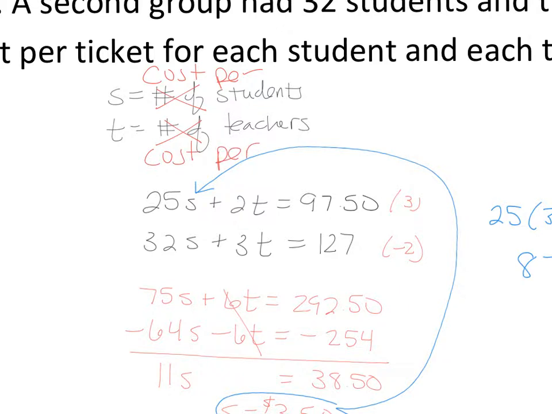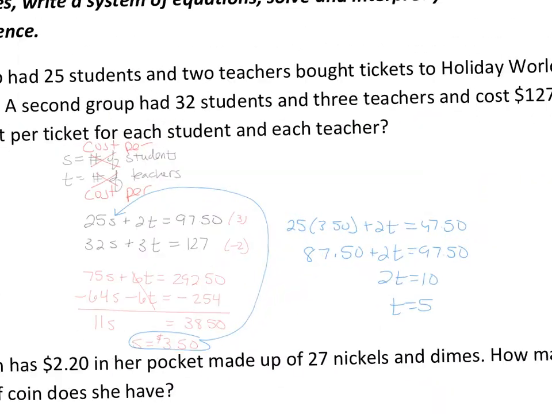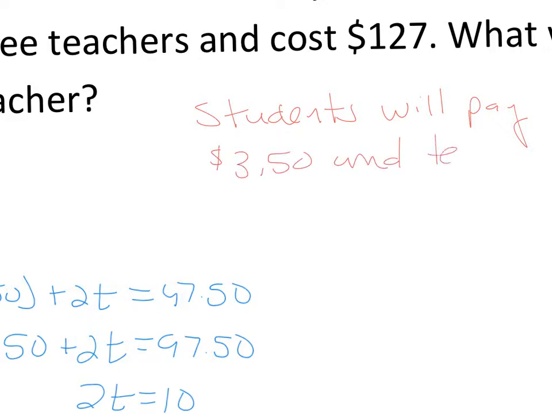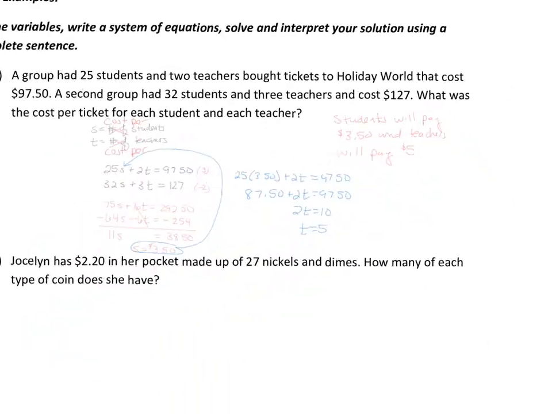Okay, so change that over real quick. Okay, so students will pay $3.50 and teachers will pay $5. Okay. All right, let's go down to example 2.